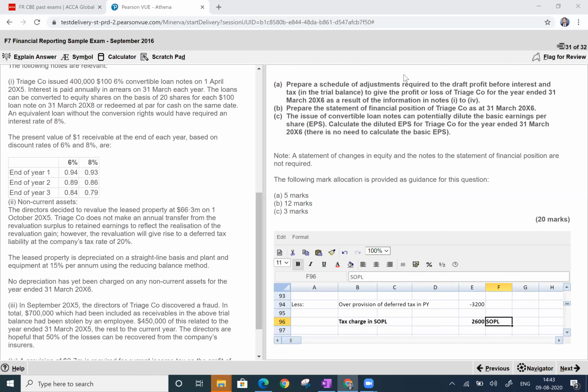Okay, now we have to prepare an adjusted SOPL. I'm just going to wait for 1 minute so everyone can finish this. It's 2:43. I'm giving time for every student to finish it. So we start at 2:44.